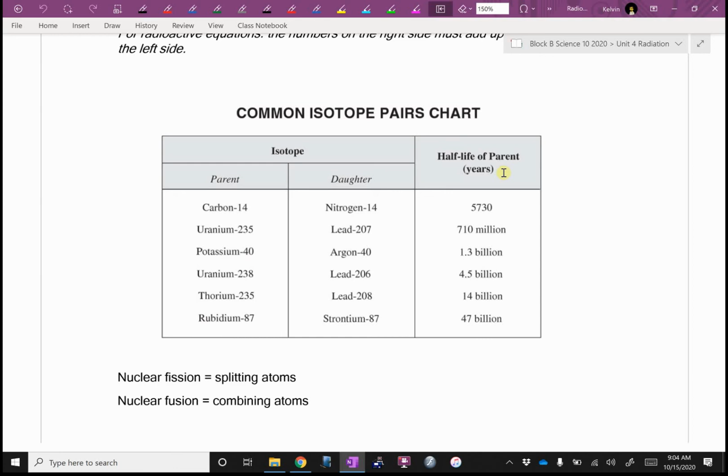What's the half-life of uranium-235? 110 million years, and it goes all the way up to the half-life of rubidium-87. It would take 47 billion years. If you had 1 gram of rubidium-87, it would take 47 billion years for that to decay to half a gram. Okay? But we can measure that, and again, all of these give us what we call geological clocks. This is how we can figure out how old rocks are or how old organic samples are.